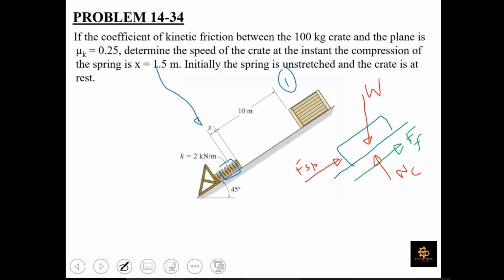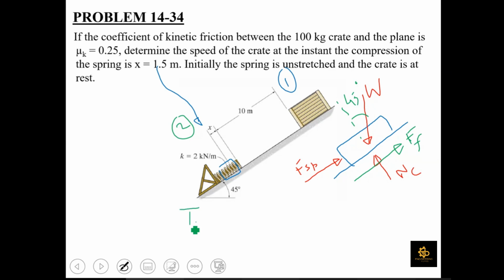So these are the four forces that would be acting on this crate from position 1 to position 2, which is shown to you when the spring is being compressed 1.5 meters. This angle is known to us as 45 degrees. Again, since you have forces involved here, the velocities are involved as well as the displacement is involved here. So the work and energy principle is going to give you a direct solution.